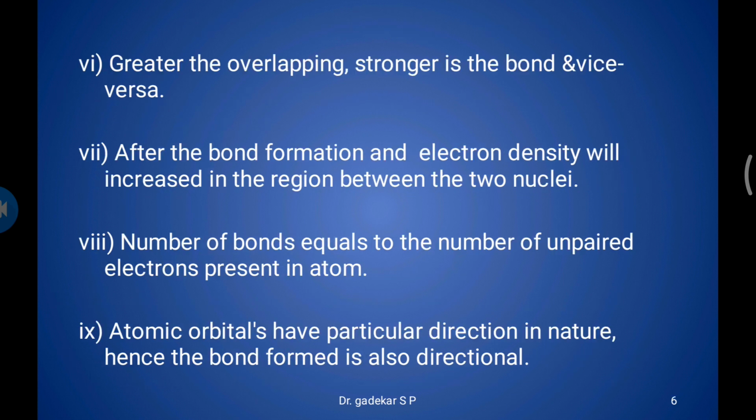Another assumption is: the greater the overlapping, the stronger the bond, and vice versa. And the seventh assumption is that after bond formation, the electron density increases in the region between the two nuclei. Suppose the formation of chlorine gas Cl2, by sharing of electrons. So the electron density increases in the region between the two nuclei.